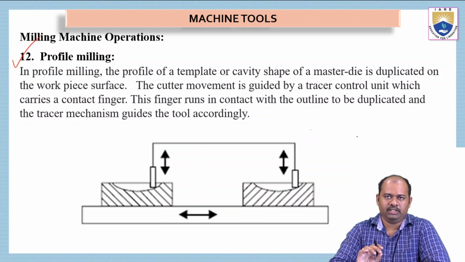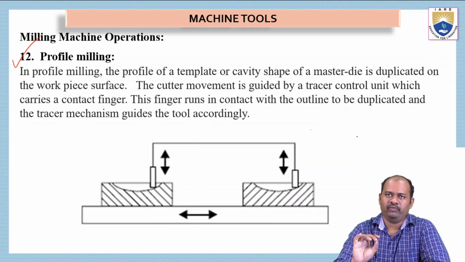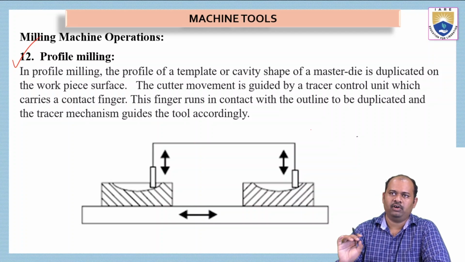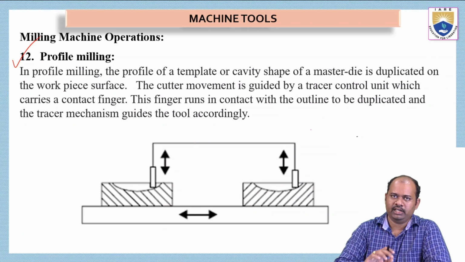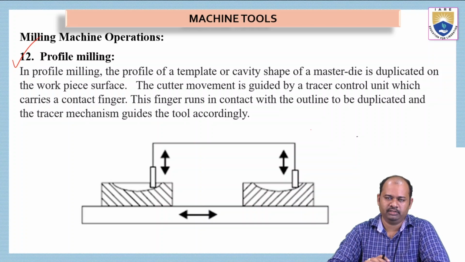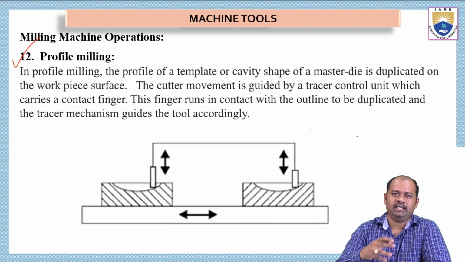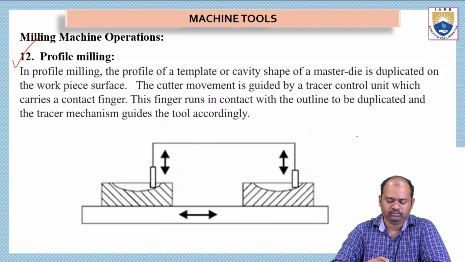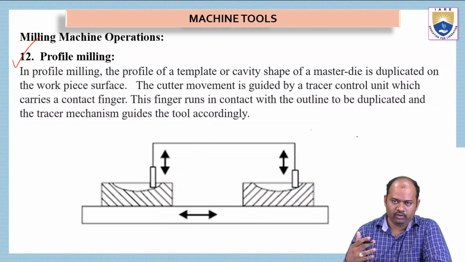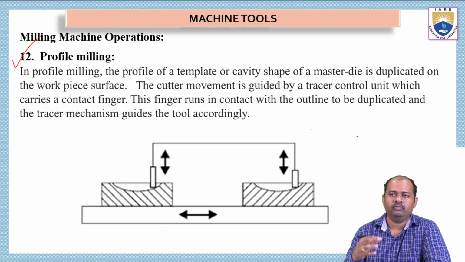Okay, so far we have said that in profile milling, the profile of a template or a cavity shape of a master die is duplicated on the workpiece. The cutter movement is guided by a tracer control unit which carries a contact finger. The cutter movement is operated with the help of a contact finger, and the finger runs in contact with the outline to be duplicated, and the tracer mechanism guides the tool accordingly.